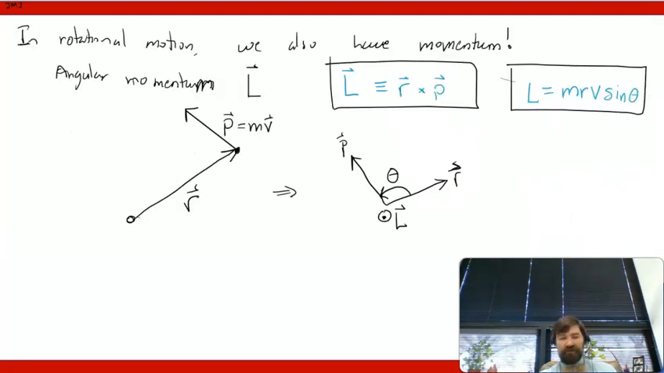Before we move on to doing the examples, I should state what the unit is for angular momentum. The MKS SI unit is the joule second. So joule seconds is the unit for angular momentum.